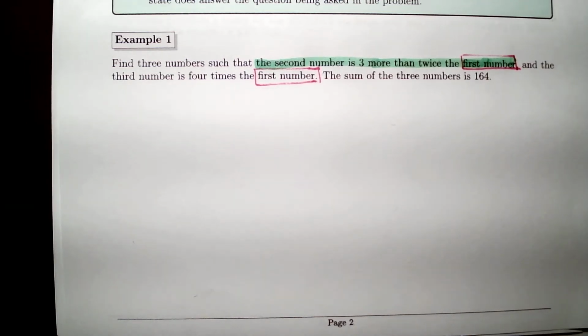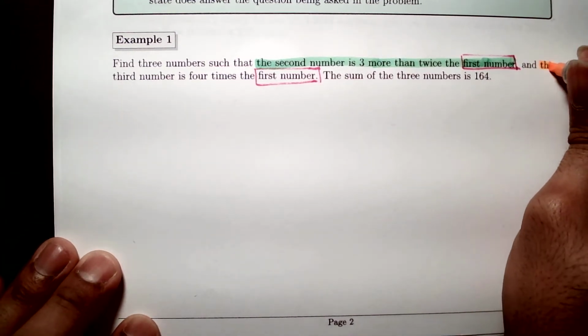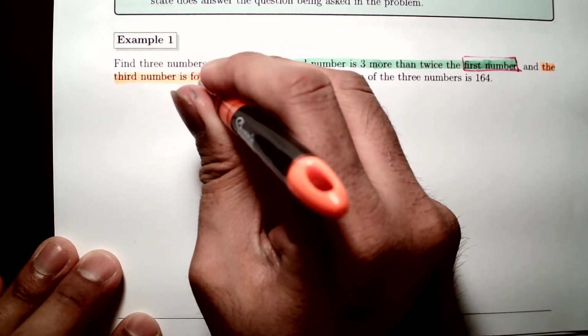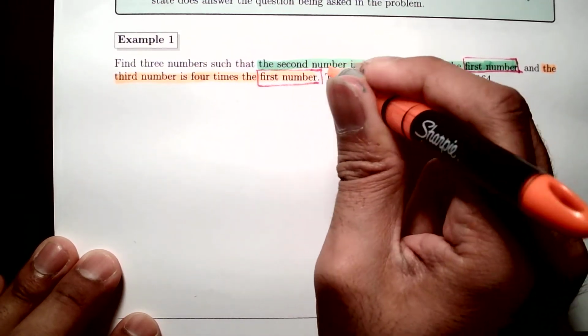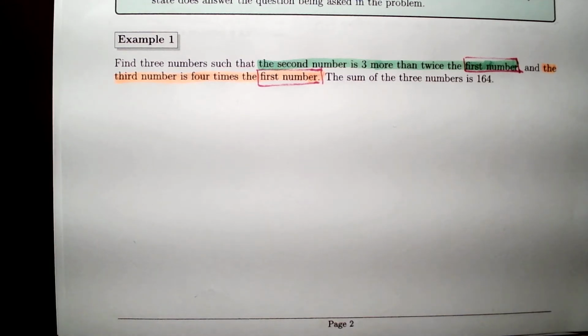Well, that's the first piece of information. The second piece of information is going to come from the next sentence: the third number is 4 times the first number. All right? So those are the two pieces of information.